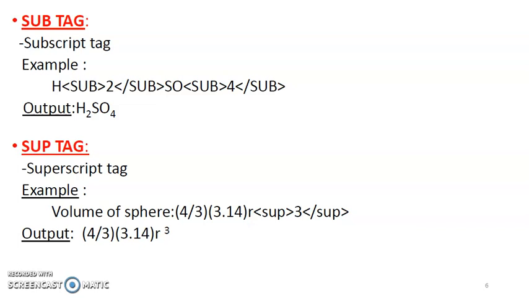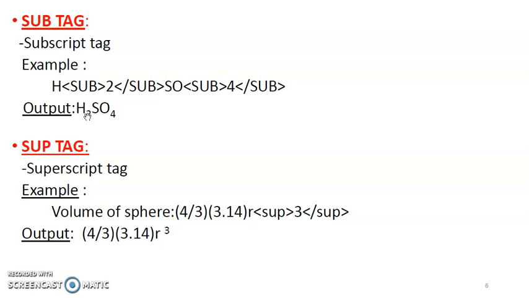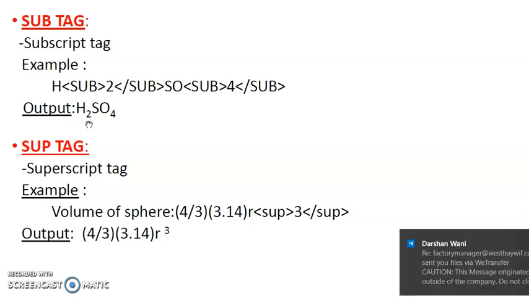You can see the example of the sub tag. First I am writing H, then in between the sub tag I mention 2, then SO, and in between the sub tag again I mention 4. So you can see the output: the number 2 and the number 4 are displayed at the bottom of the letters. The 2 is displayed at the bottom of H, and the 4 is displayed at the bottom of O.